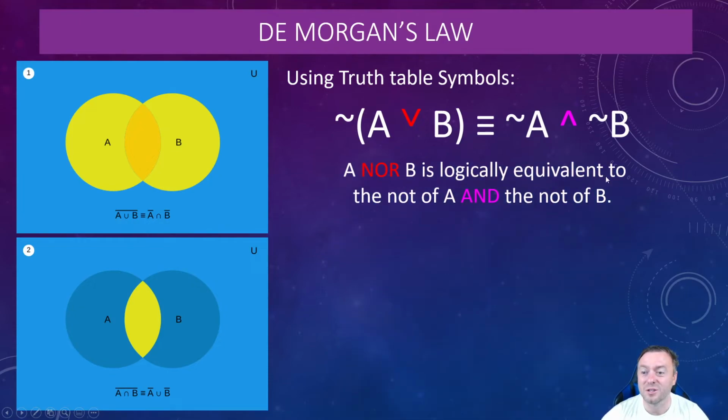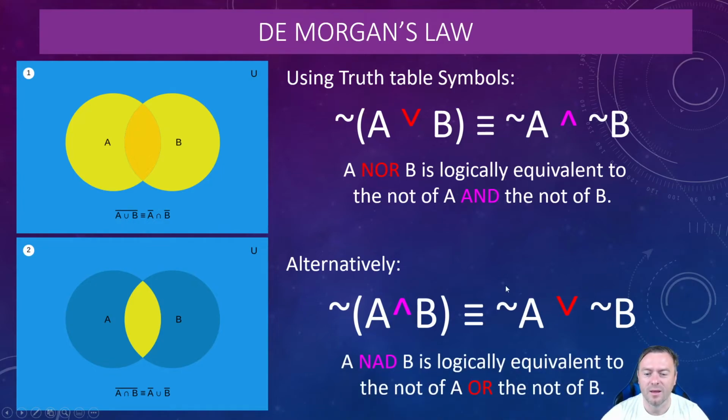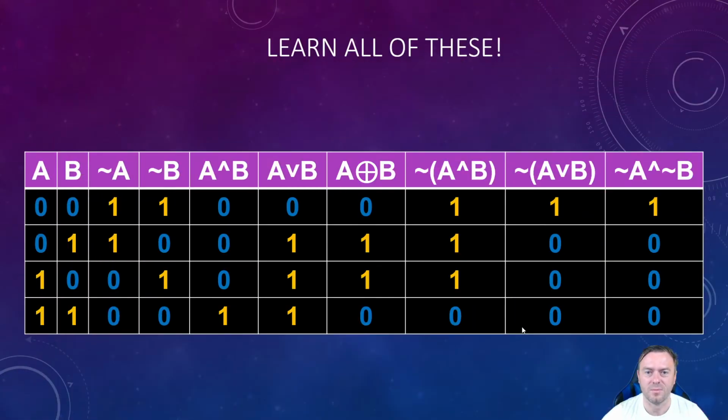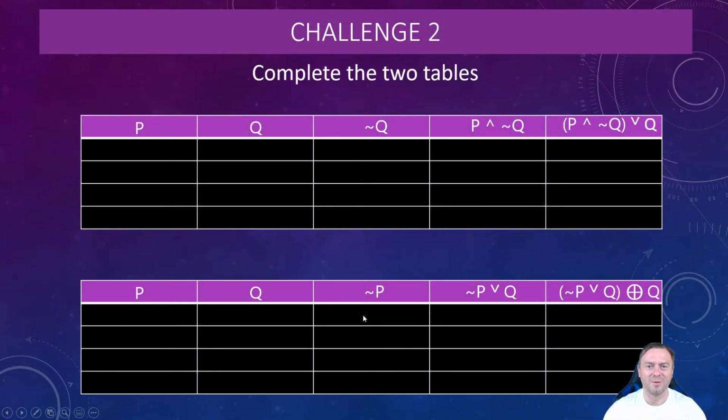So A NOR B is logically equivalent to the NOT of A and the NOT of B. So alternatively as well, if you do the NOT of A and B, so all of it NOT, it's equivalent to the NOT of A or the NOT of B. Okay, so A NAND B is logically equivalent to the NOT of A or the NOT of B. Okay, super useful. So you should know all of these. Have a go at this one. This might be a little bit more challenging. Okay, so just pause the video and have a go and see how you go with this one.